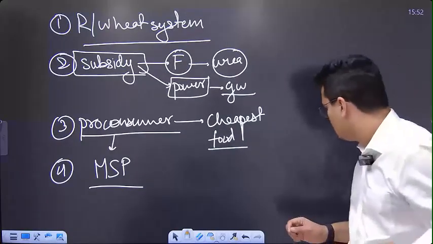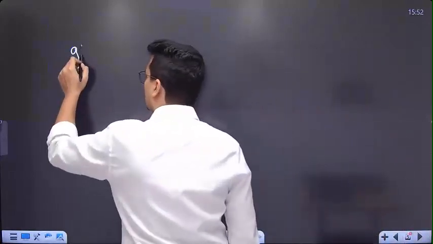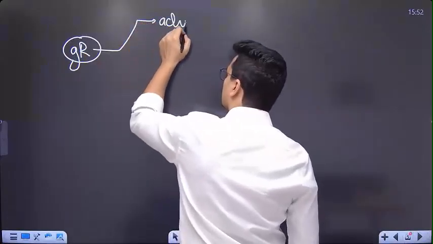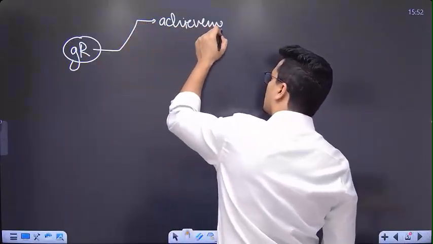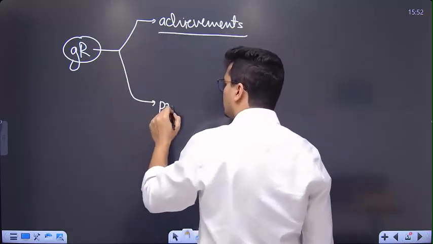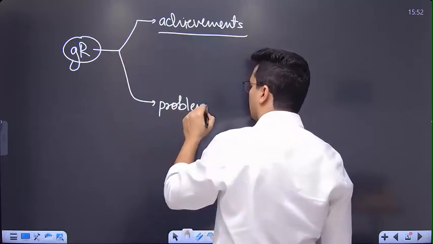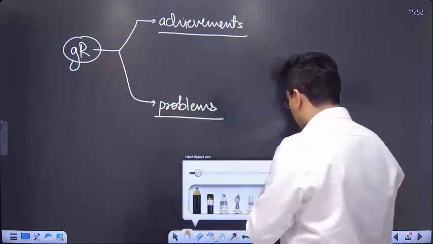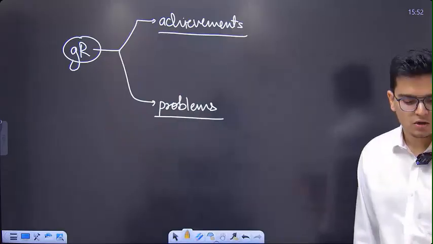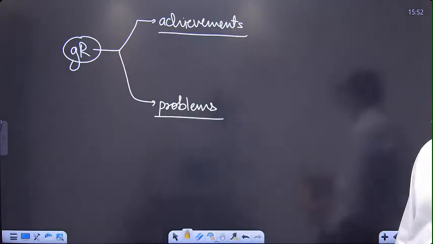Okay. So if we look at the Green Revolution in general, it had certain achievements. It had certain problems. Firstly, let's focus on the achievements of the Green Revolution. So what were the achievements that the Green Revolution had?